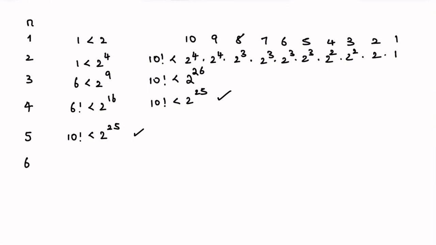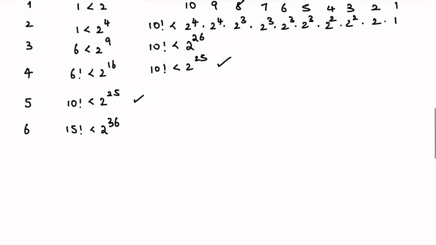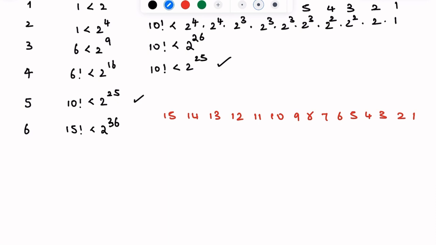Okay, this is where things get a bit more interesting. We get 15 factorial is less than 2 to the power of 36. Now, is this true? Now, to figure this out, what we're going to do is a similar thing. So I'm going to write 15, 14, 13. Now, instead of considering the upper bound, I'm going to be considering the lower bound this time. Okay, so instead of the upper bound, let's consider the lower bound.